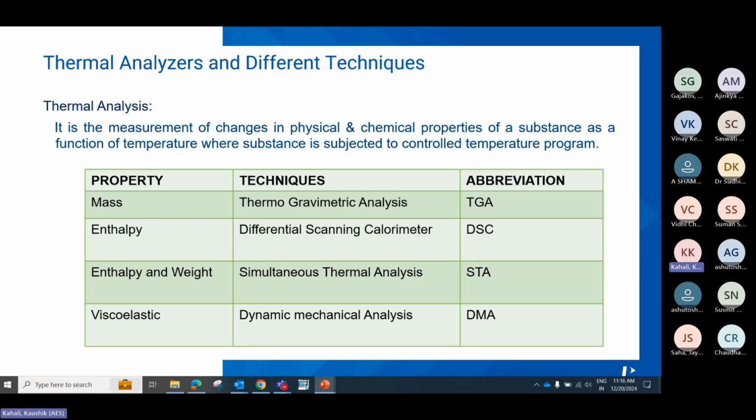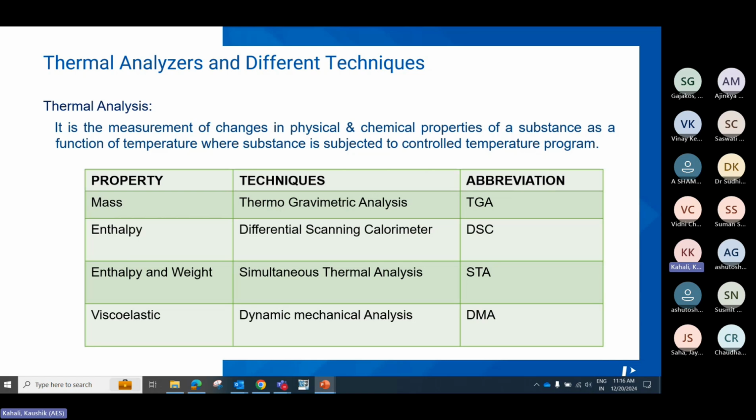Then there is another technique which is a combination of mass and enthalpy. That is called simultaneous thermal analysis, or TGDTA. We call it STA. In that, along with the changes of mass in the sample, you can also measure the heat flow into the system using this instrument, which is called simultaneous thermal analysis.